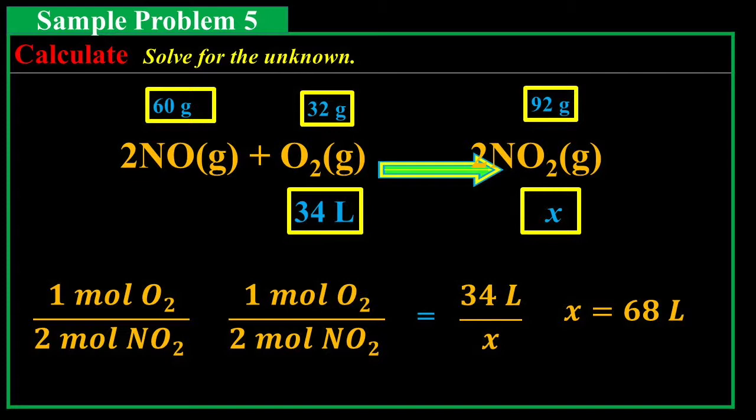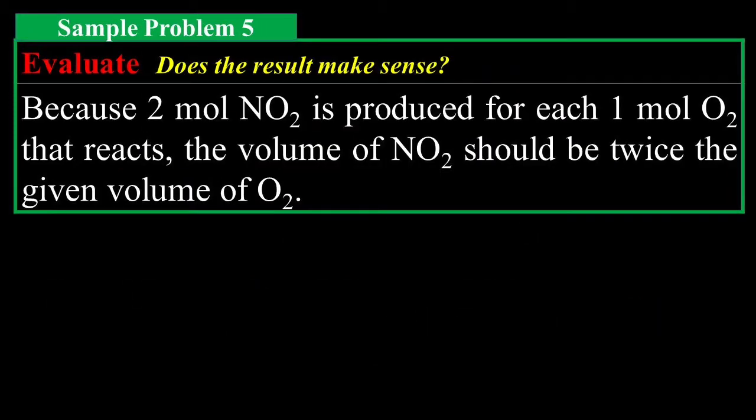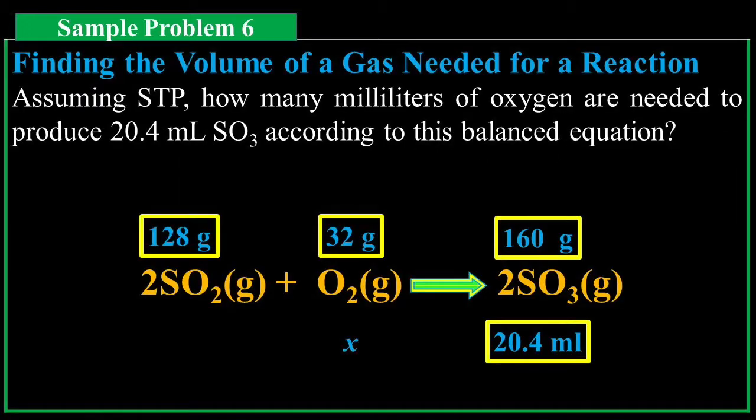Again, I'm simply setting up a proportional relationship. It's something you learn in middle school and it kind of sticks with you. It's a very basic form of math, and it's so incredibly usable. And that's one reason I use it. Because 2 moles of nitrogen dioxide is produced for each 1 mole of oxygen that reacts, the volume of nitrogen dioxide should be twice the given volume of oxygen.